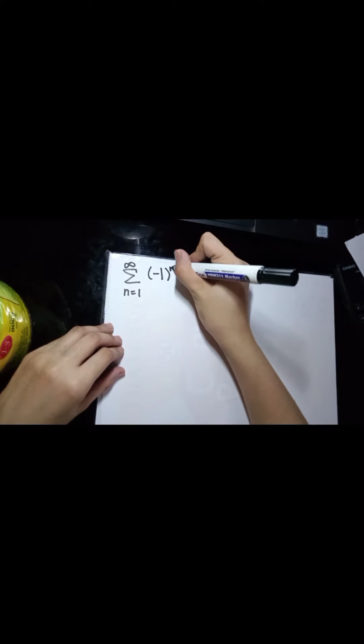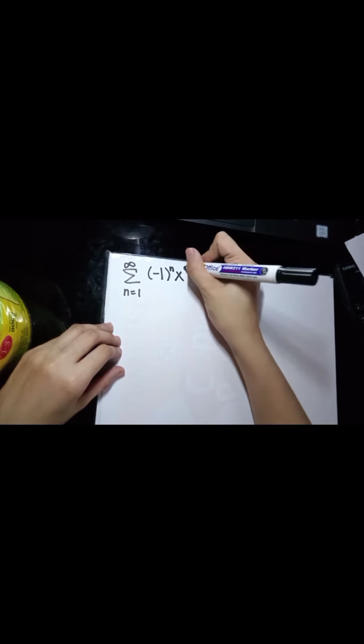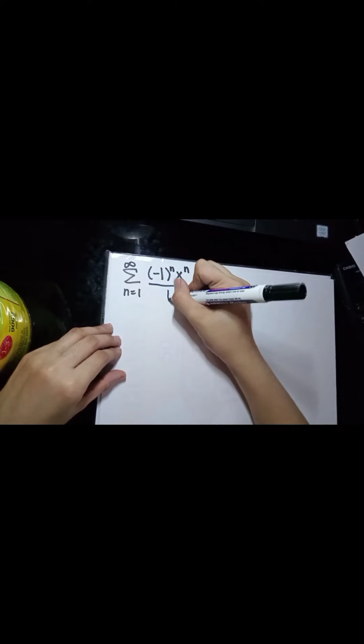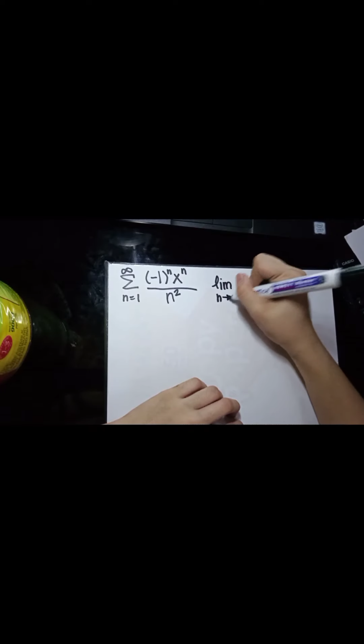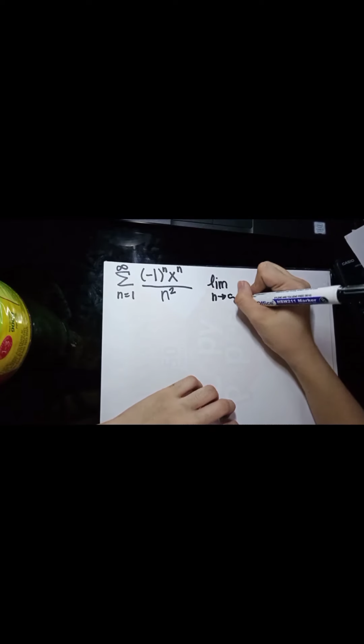So let's have another example. The sum from n equals 1 of negative 1 raised to n times x raised to n over n squared. So first, we need to apply the ratio test. The limit as n approaches infinity.